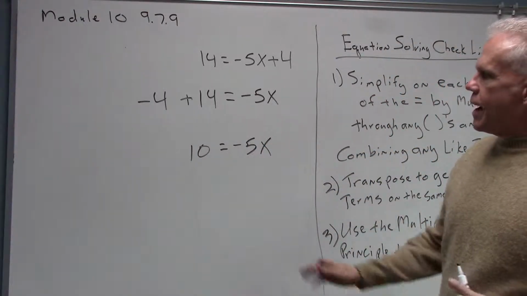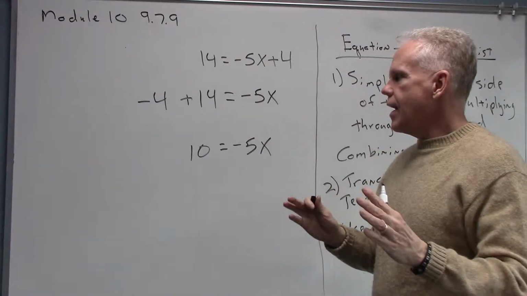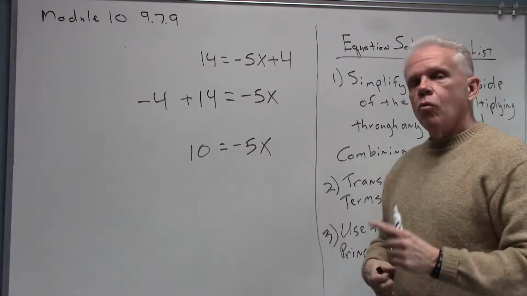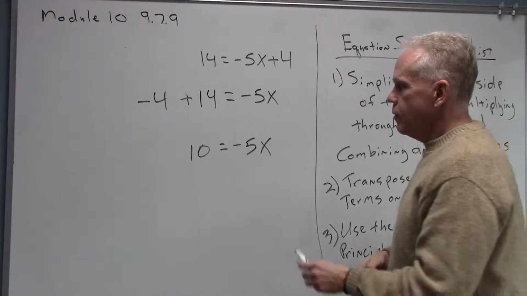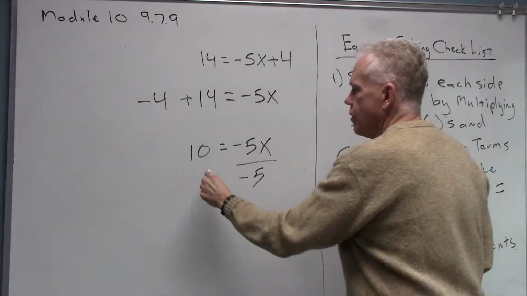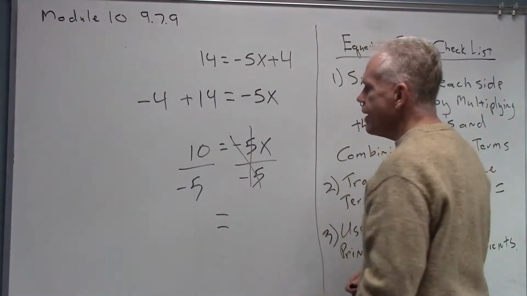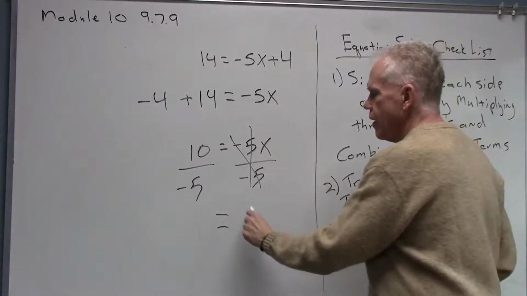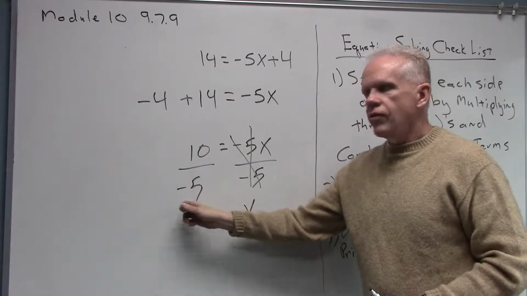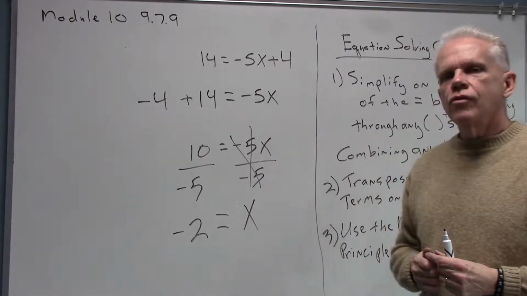Now, I know some of y'all are bothered by having the x on the right side. It really doesn't matter. The x on the right side is fine. It doesn't matter if it's on the left or the right. What is a problem, though, is this negative 5. We need to now use our multiplication principle to get the negative 5 off the x. So how about we divide by negative 5 here, and come over here and divide by negative 5. So now we've divided the negative 5 off. We're left with the x. We're going to work out 10 divided by negative 5. We'll get a negative 2, and that is the solution to our equation.